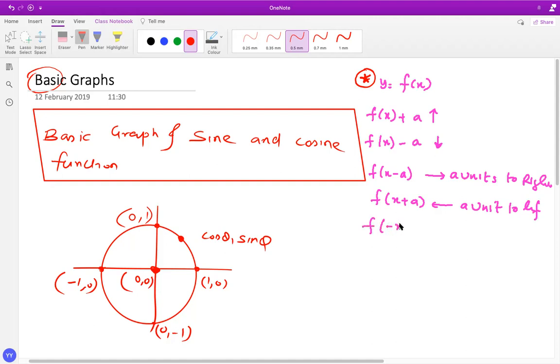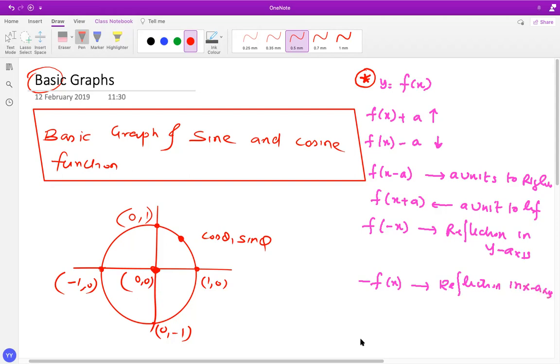If it is f of negative x, it's a reflection across the y-axis, reflection in the y-axis. If it is negative of f of x, it's a reflection in the x-axis.